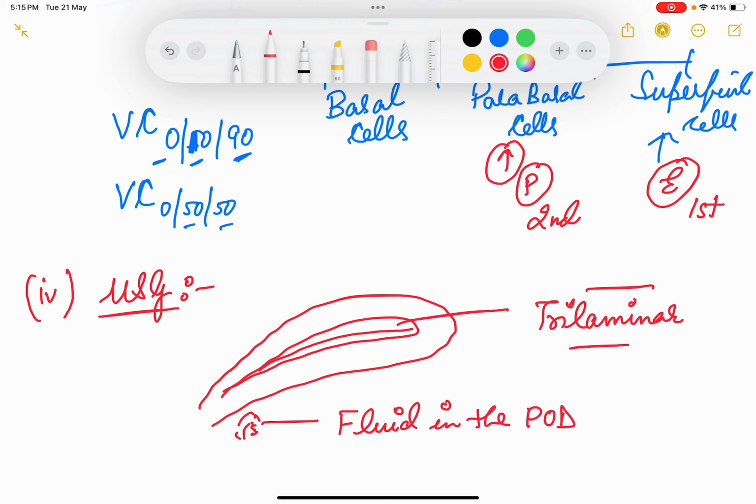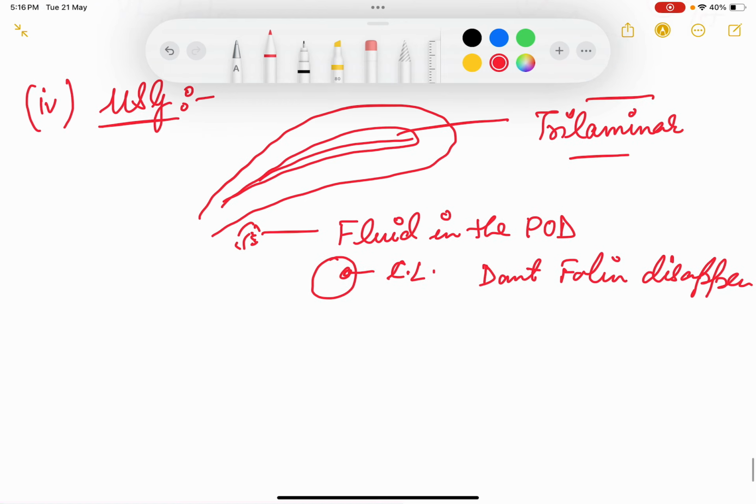After ovulation, there is fluid which is secreted from the ovary because there is rupture of the follicle, and this fluid comes and gets deposited in the pouch of Douglas. Number 3, what do you find in the ovary? You find the corpus luteum, and the dominant follicle which was already 18 to 20 mm has disappeared. So, these are the findings which you find in ultrasound.